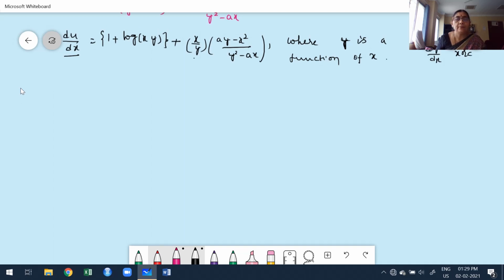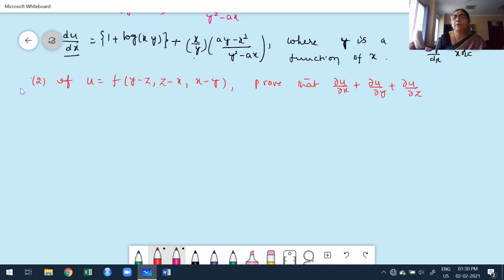If u equals f of (y minus z, z minus x, x minus y), prove that ∂u/∂x plus ∂u/∂y plus ∂u/∂z must be equal to 0. Okay, fine. Now observe carefully here.